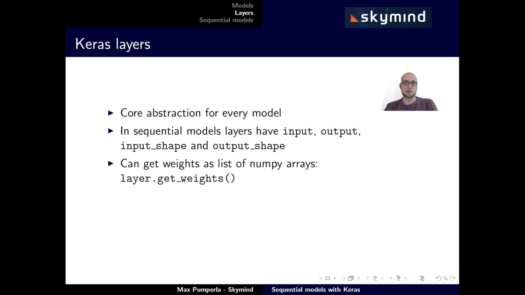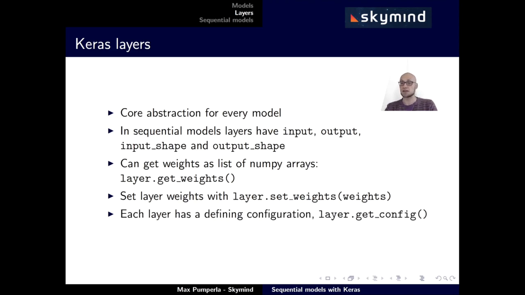If you want to retrieve the weights a layer has, you can simply call getWeights on the layer and retrieve those weights as a list of NumPy arrays. If you want to set weights, that's also possible by simply calling setWeights with a given list of NumPy arrays. Also, each layer has its defining configuration, which you can get by calling getConfig on a layer.